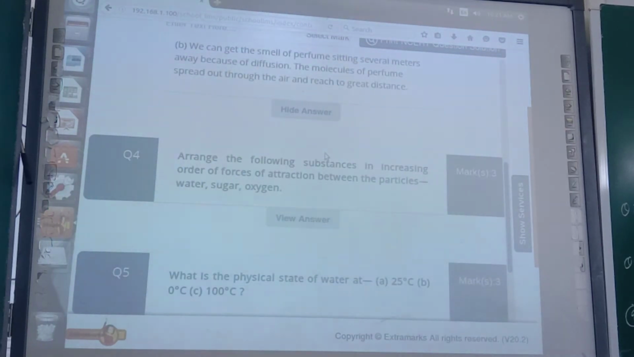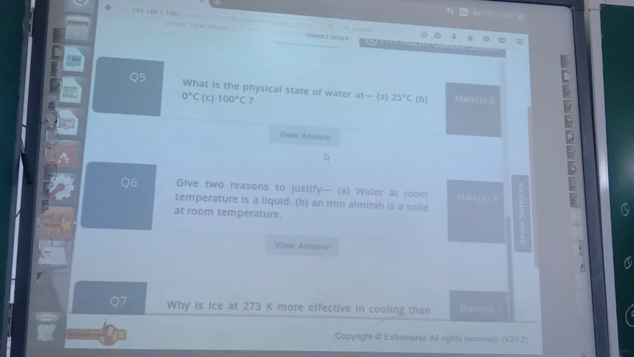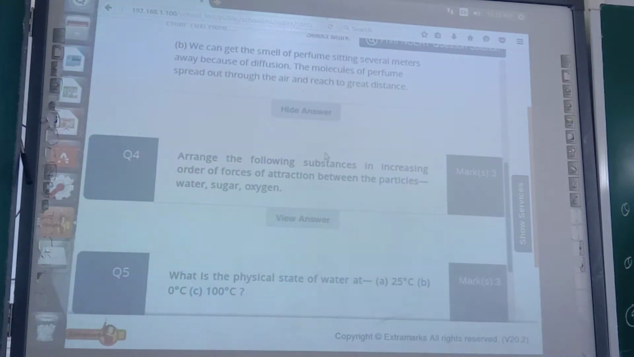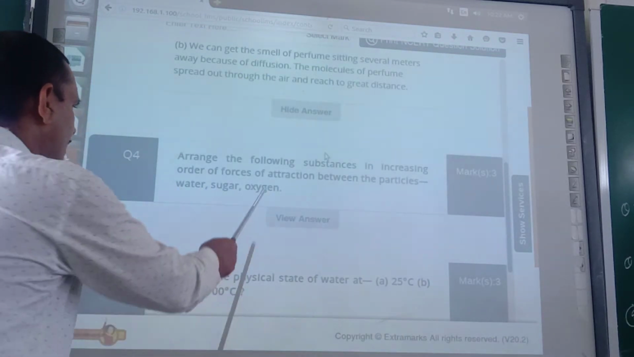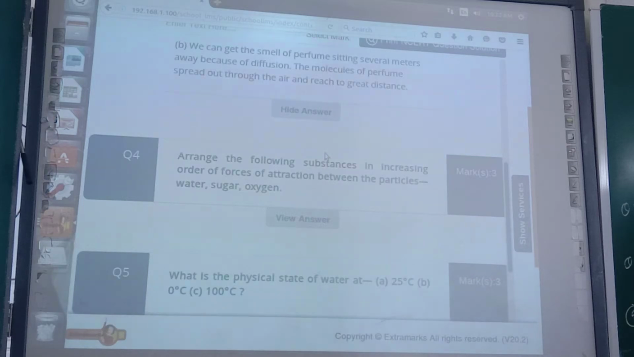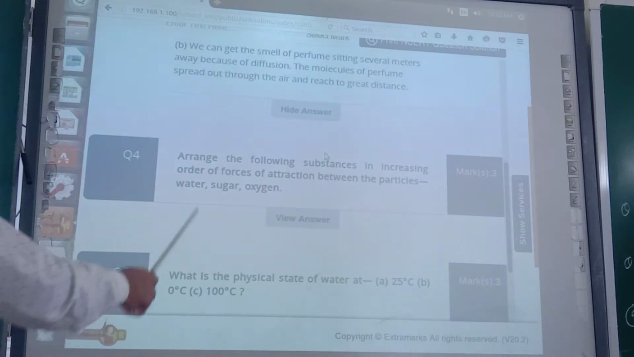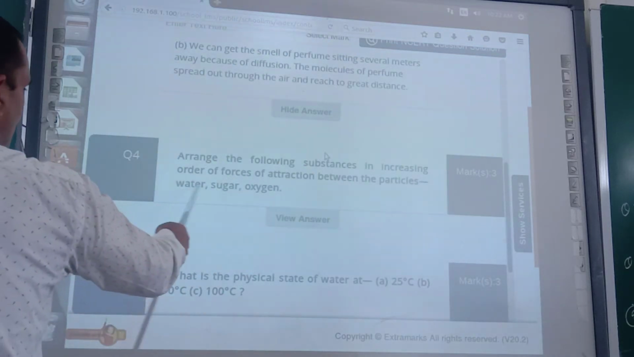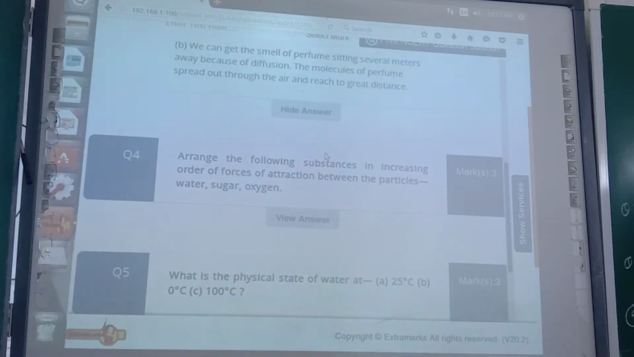Now question number 4. Arrange the following substances in increasing order of forces of attraction between the particles: water, sugar, oxygen. So water is a liquid, sugar is a solid, oxygen is a gas. So what is the order of force of attraction? The strongest force of attraction is in solid. Interparticle attractive force is very strong in solid. So the first who will come? Sugar. Second who will come? Water. Last one is gas. Interparticle attractive force is almost negligible. So the last one is oxygen.